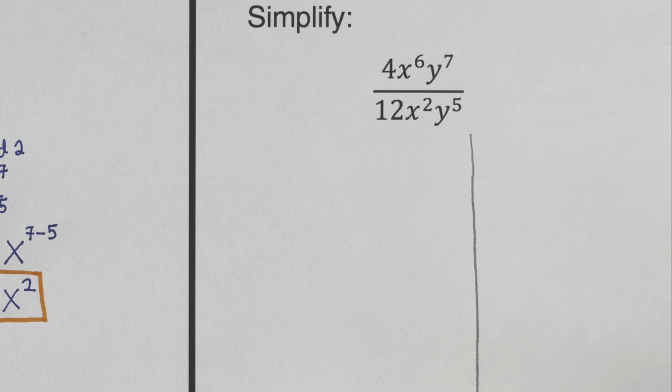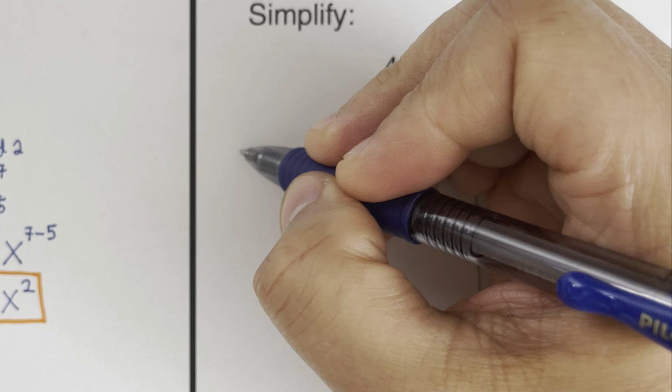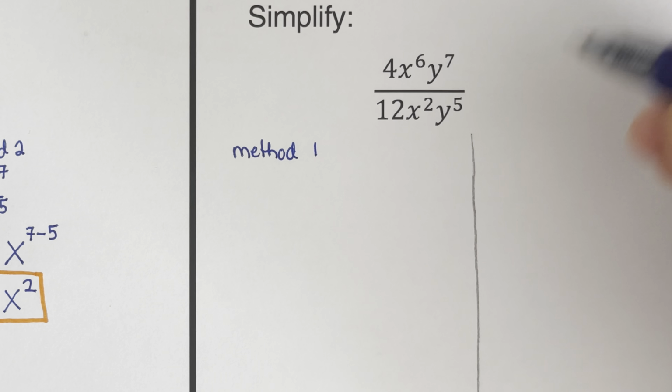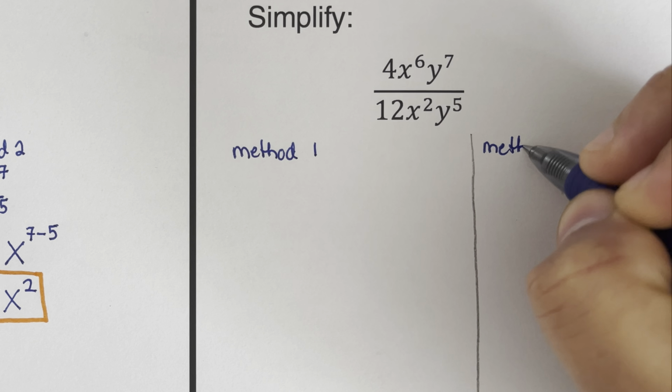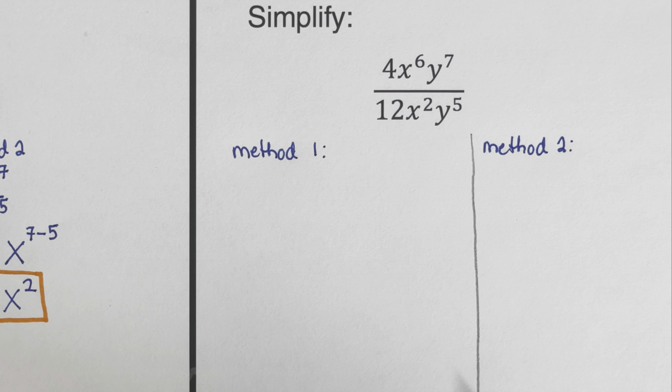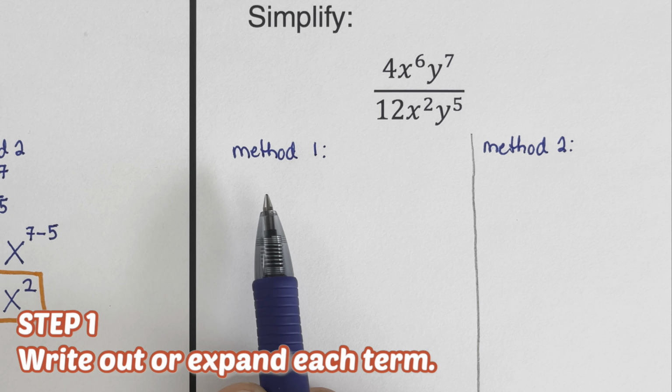Now let's move on to the next example right here. Again, we are going to simplify this expression using 2 methods. I'm just going to go ahead and label the methods right here. The first step for the first method is to write out or expand each term.